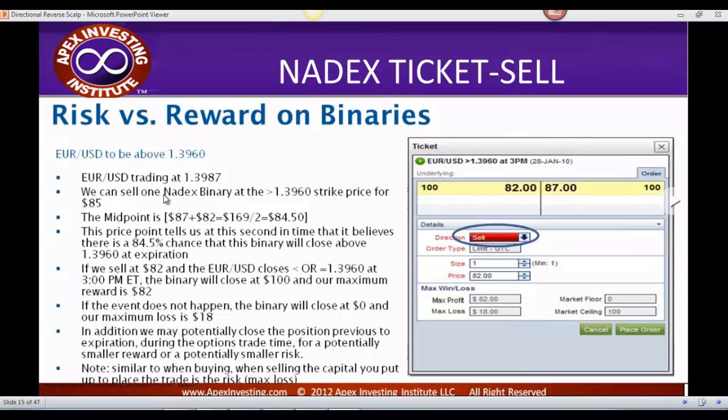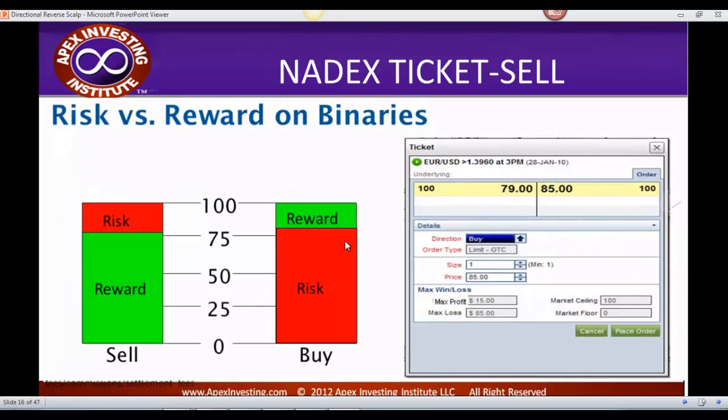Just like we covered there, if I was going to sell a particular contract and on the order ticket I selected sell, it would fill it all in and tell me right there. Right now, if I were to sell this for 82, my max profit would be 82. Max I could lose would be 18. So that's an example of a buy and a sell. Again, keep that in mind. When you're buying, your risk is the amount you put up to buy. When you're selling, your risk is the difference between where you sold and $100.